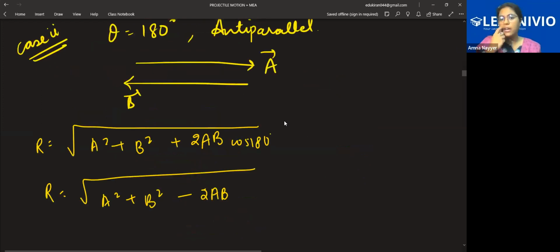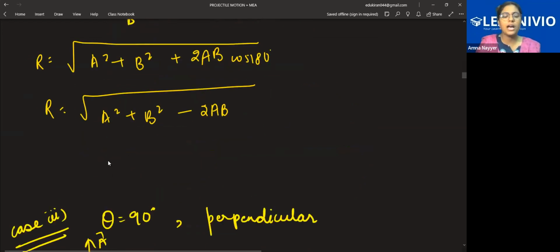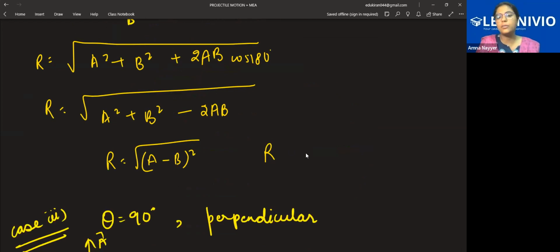Second case, anti-parallel. If two things are opposite, then simply A minus B. So R is equal to under root A minus B whole square. So finally your resultant would become A minus B. Means you subtract two things directly.